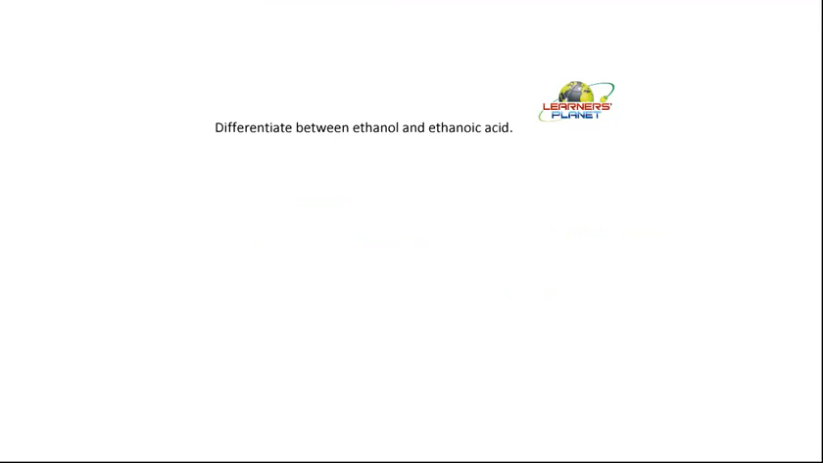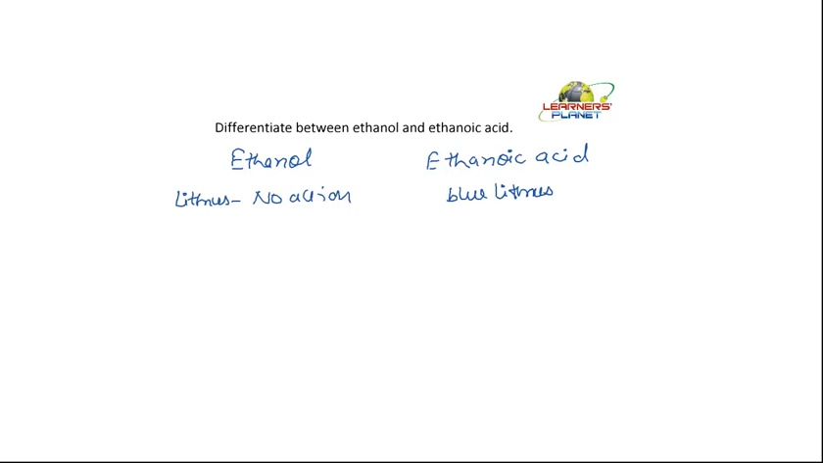Let's take up the next question here. It is: differentiate between ethanol and ethanoic acid. So how can we differentiate? We can differentiate on the basis of their physical as well as chemical properties, right? So this is ethanol and ethanoic acid. Now if I talk of their action on litmus paper, ethanol is neither acid nor base, so it will have no action. Whereas ethanoic acid will turn blue litmus to red.